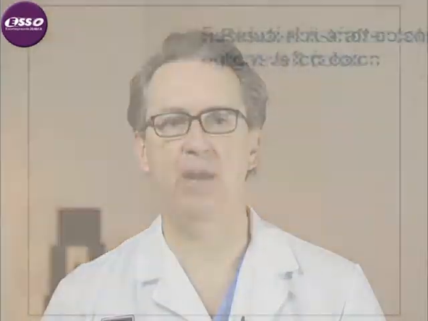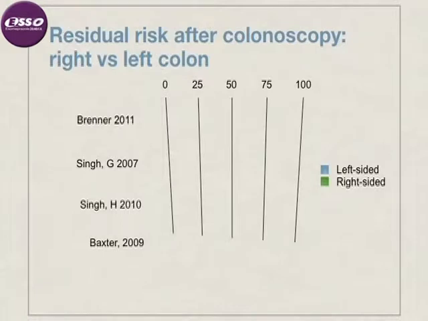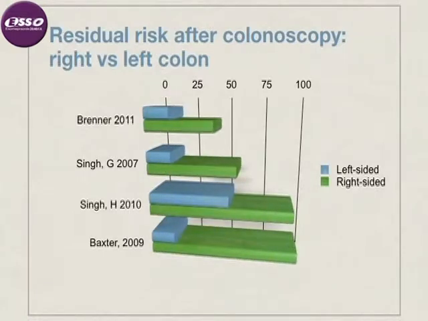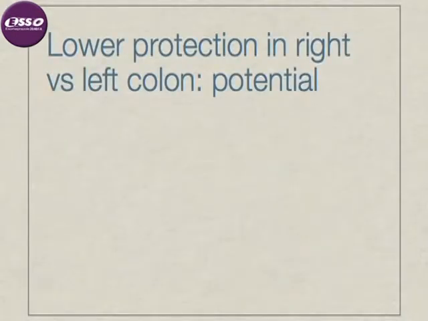of mucosal inspection. Several recent studies have demonstrated that colonoscopy is less effective at preventing cancer on the right side of the colon compared to the left side of the colon. In the best studies, protection rates on the right side are in the range of 50 to 60%, while they exceed 80% in the distal colon. Several reasons have been proposed for why right-sided protection might be worse.